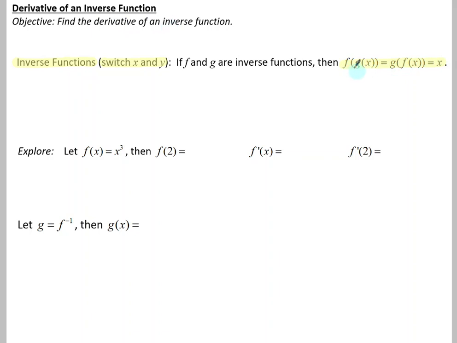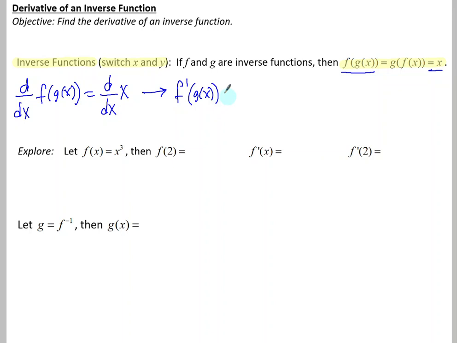So let's take the derivative of f of g of x, which equals x. Let's see what that looks like. The derivative with respect to x of f of g of x, which means we're taking the derivative with respect to x also of x, because those will be equivalent to each other when f and g are inverse functions. That leads us to, using the chain rule on the left side, f prime of g of x times g prime of x. On the right side, the derivative of x is 1.